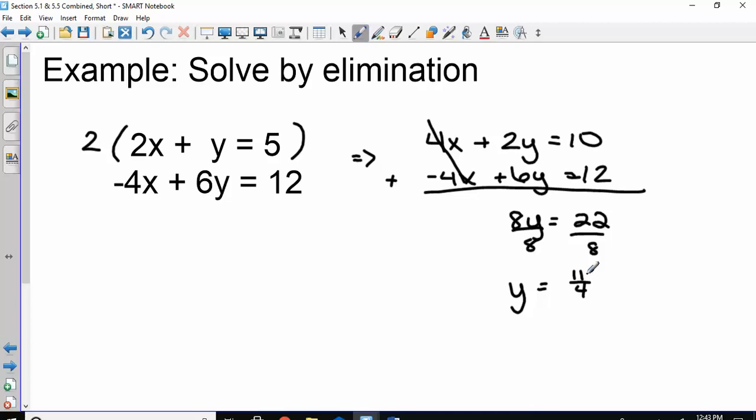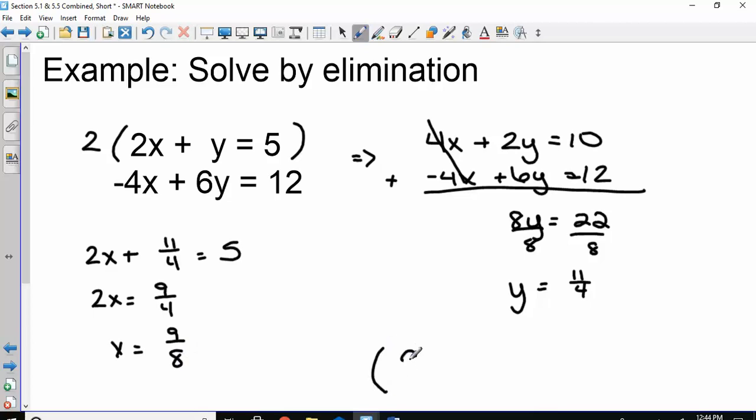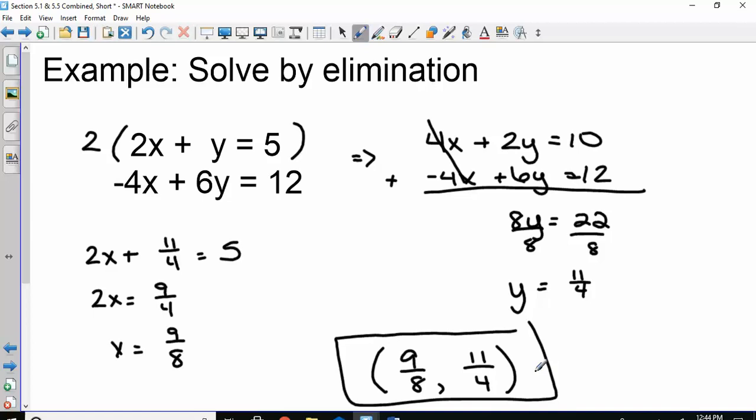Once I have my y, how do I get my x? Does it matter which equation? No. So pick one. If I just go with the top, 2x plus y, which is 11 over 4, equals 5. So subtract that over. 5 is like 20 over 4. Minus 11 over 4 is 9 over 4. Divide by 2 and we get 9 over 8, or 1.125. So then final answer, we write them as an ordered pair.